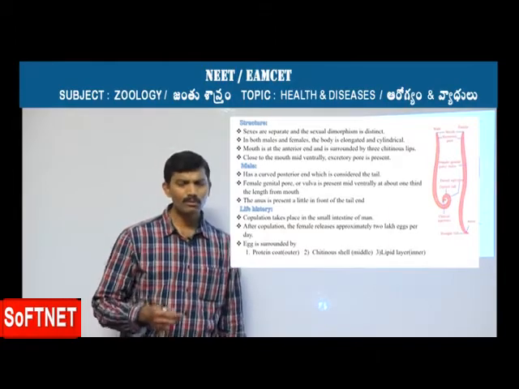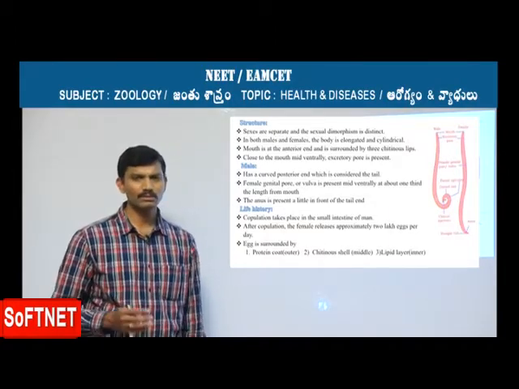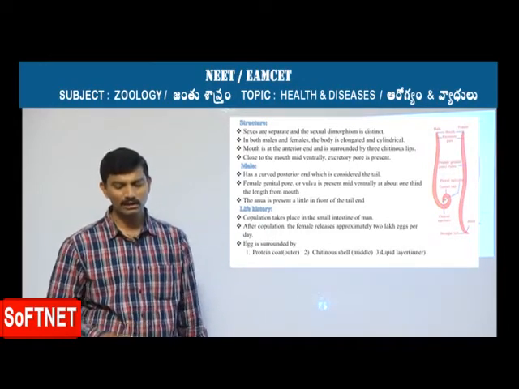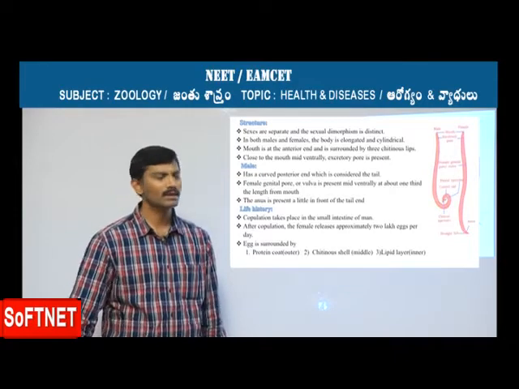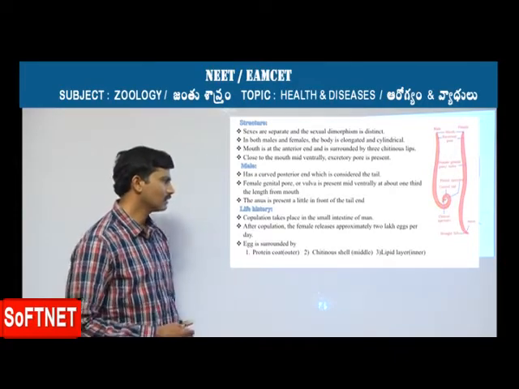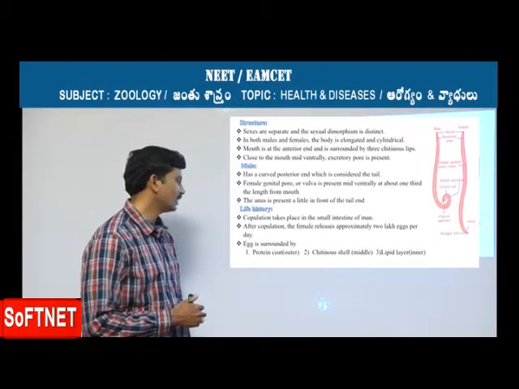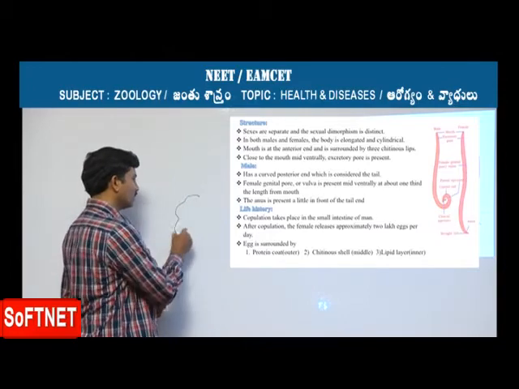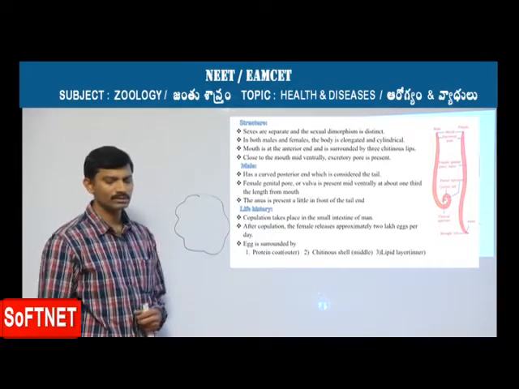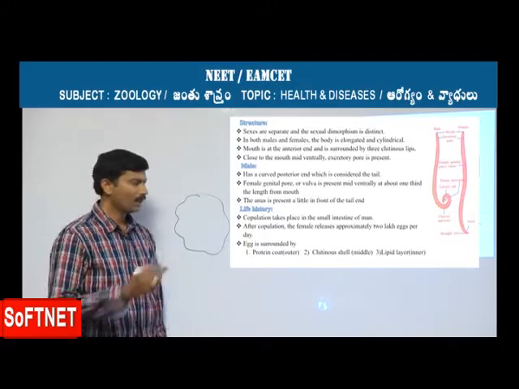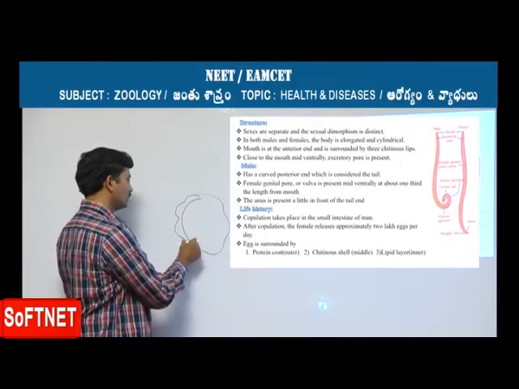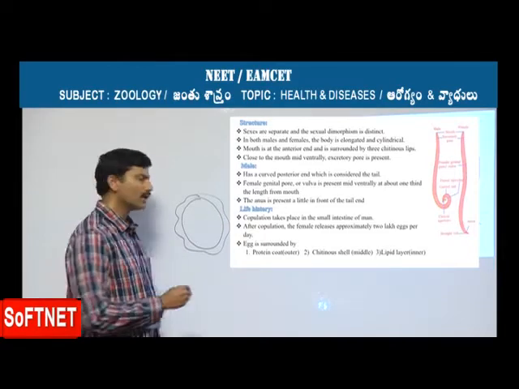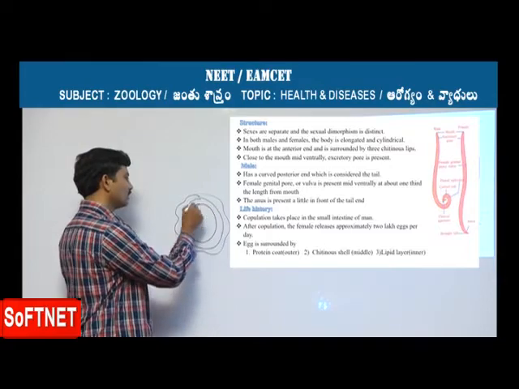Now let's move on to the life history aspects. Both reside within the small intestine of man, where copulation occurs. After copulation, the female releases nearly 2 lakh eggs per day. The eggs are surrounded externally by a protein coat, below that is a chitinous shell in the middle, and towards the inner side a lipid layer is present.